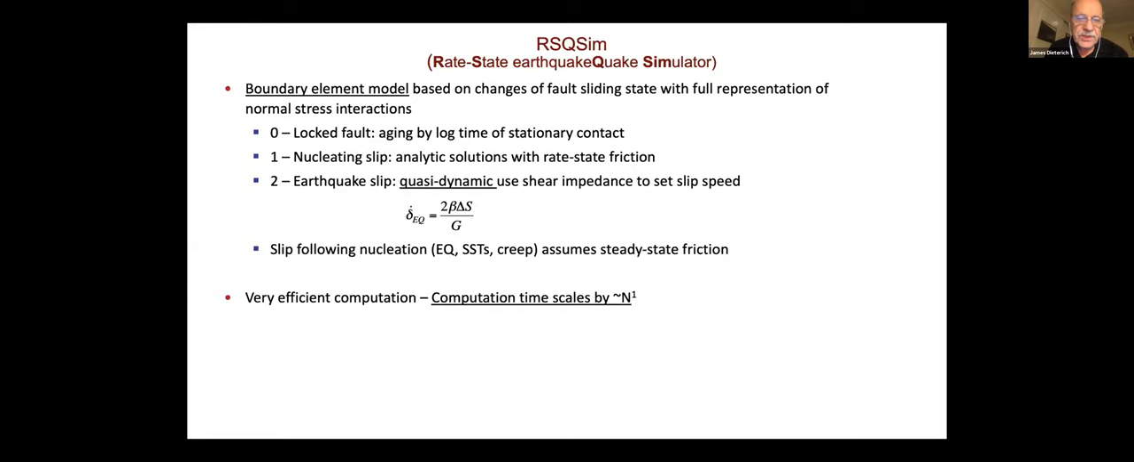And we can represent earthquakes, slow slip events, creep, and so on. Now, the reason this works is that it's a very efficient computational scheme. The computations scale roughly by the number of elements to the first power. And I should mention it's a boundary element method. So we just have a homogeneous elastic half space that we're doing this with. Typical dynamic finite element codes scale by n to the third or n to the fourth. So when you get to big models, RSQSim really starts to shine because of its efficiency.